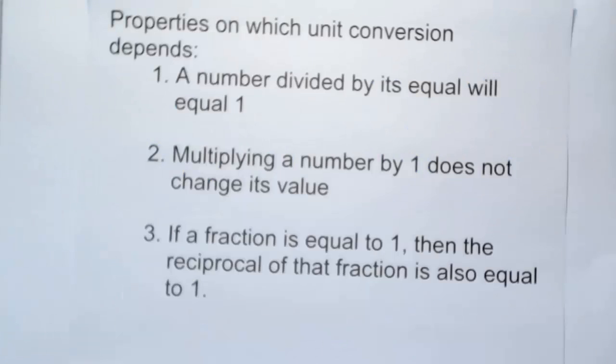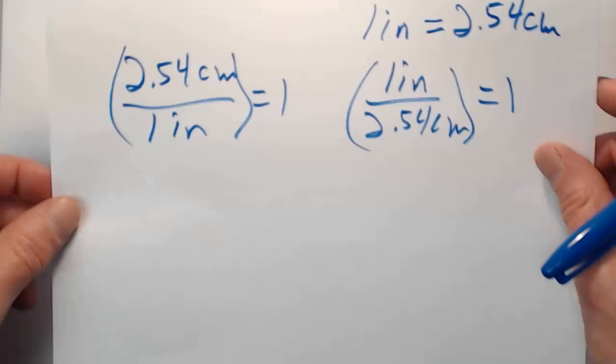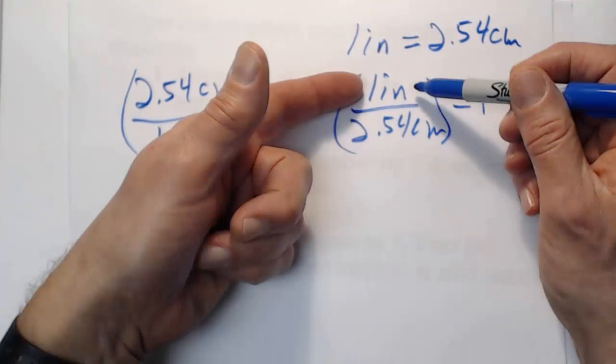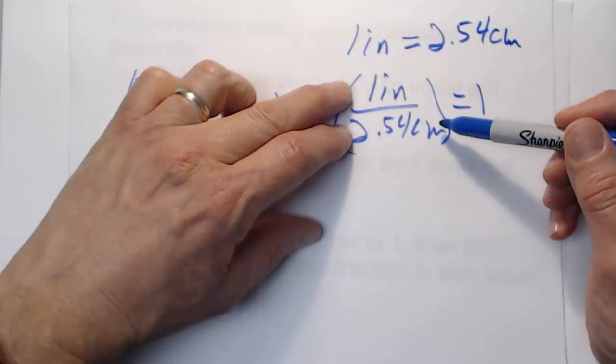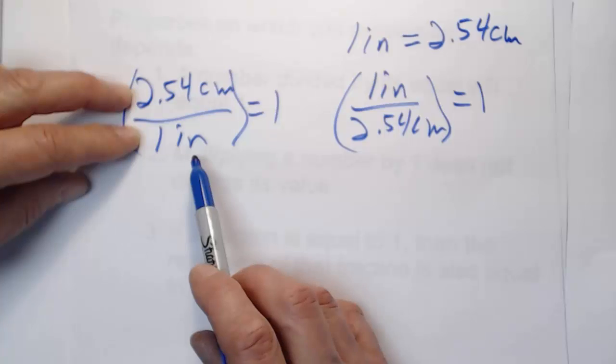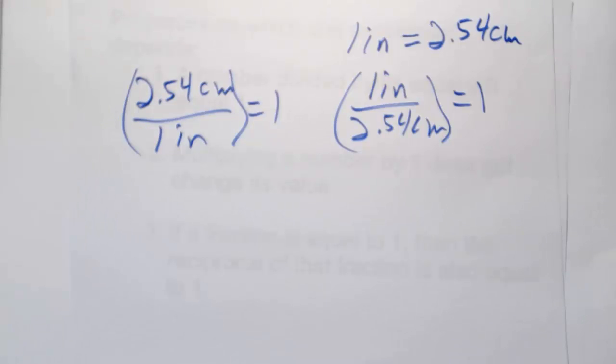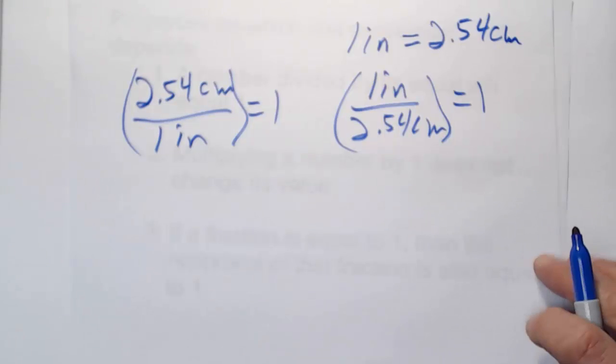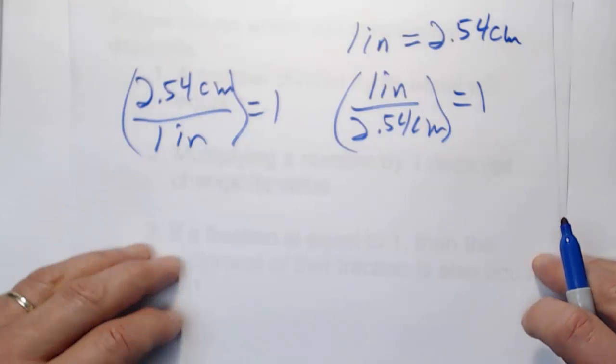And then finally, the last one, if a fraction is equal to 1, then the reciprocal of that fraction is also equal to 1. I actually showed that here. Here's a fraction that's equal to 1. Its reciprocal, 2.54 centimeters over 1 inch, is also equal to 1. And those are properties that all of our unit conversions will depend on.